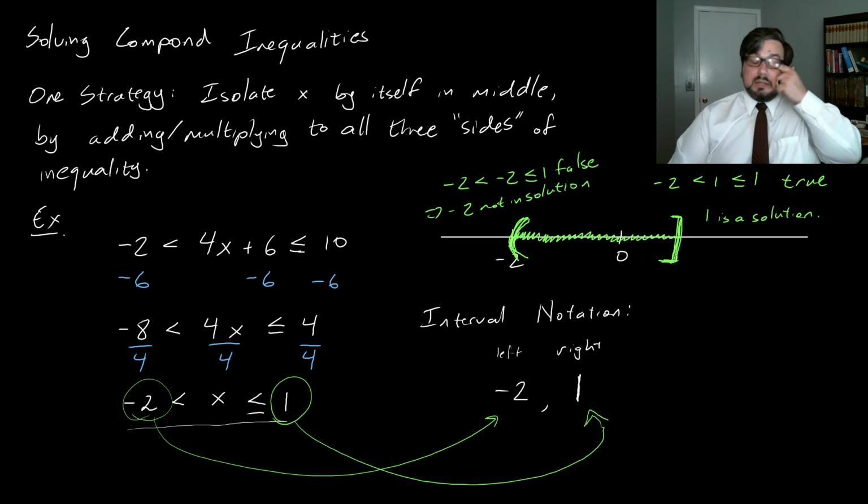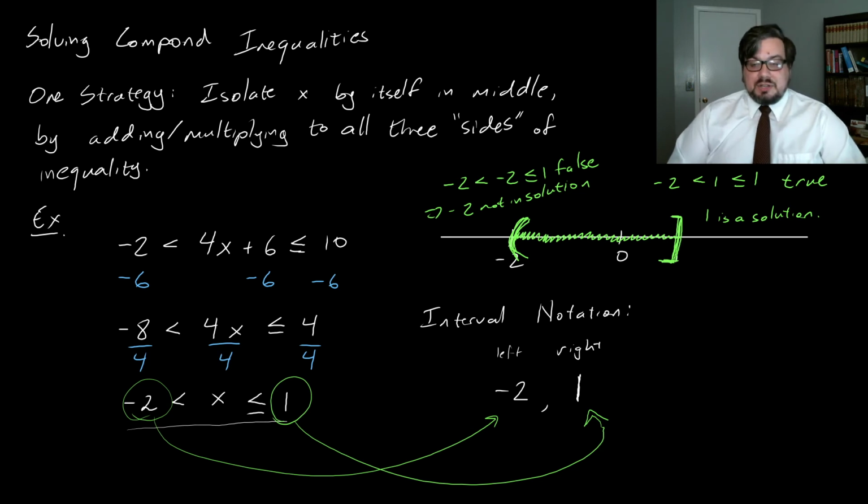Now, one thing to note here is that interval notation always reads from left to right with increasing numbers. So it has to read as -2, 1. It'll never read as 1, -2, because interval notation always only includes increasing numbers.